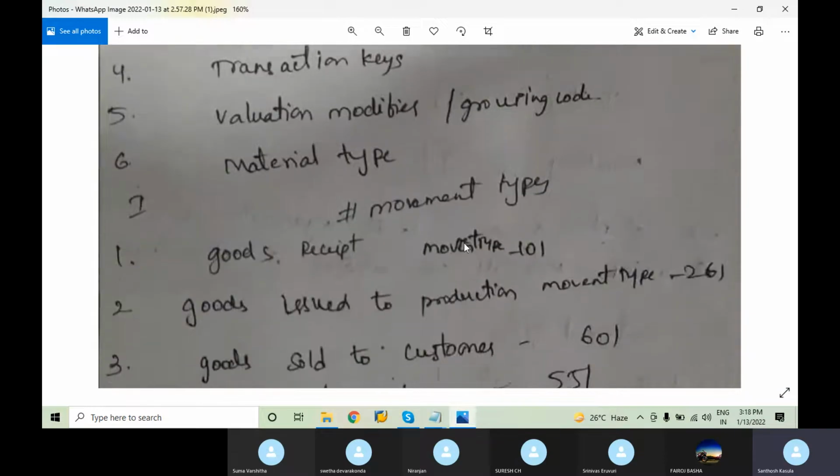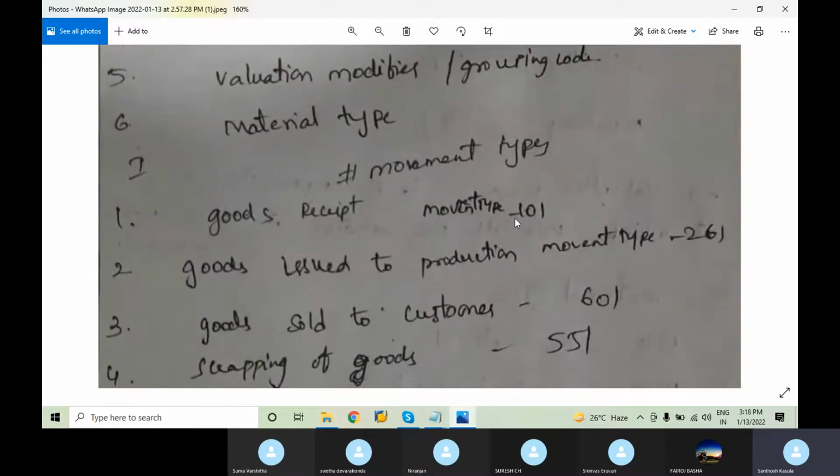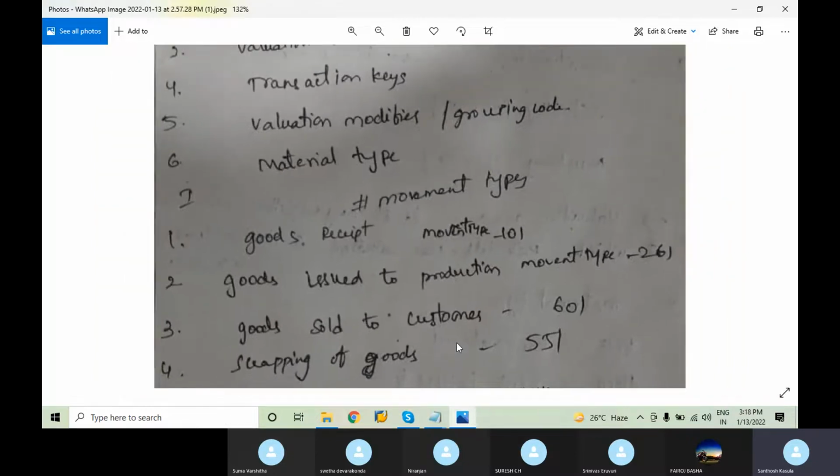If you can see here, goods receipt is movement type 101, so we have received the goods. When goods are issued to the production unit, the movement type is 261. When goods are sold to the customer, the movement type is 601. When we are scrapping goods, the wastage of goods, the movement type is 551. So when we see the movement type, we can understand at which stage the goods are and what has been done to them. This is the basic movement type.